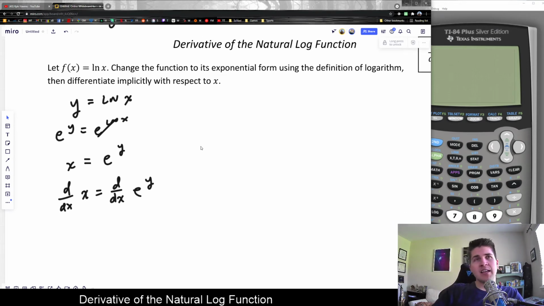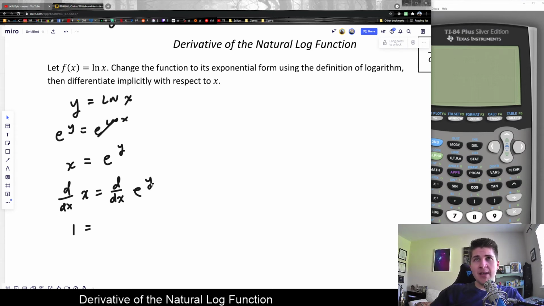But on the left-hand side, we're wondering, well, what is the derivative of x? That's just 1. On the right-hand side, we have the derivative of e to the y. Well, we know the derivative of e to the x is e to the x. But notice here, y is ln of x.